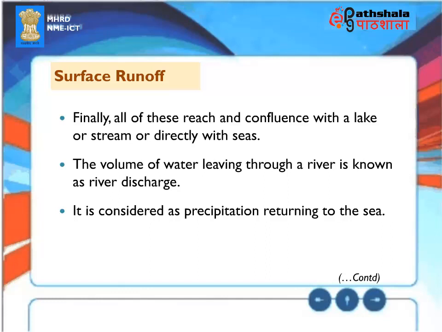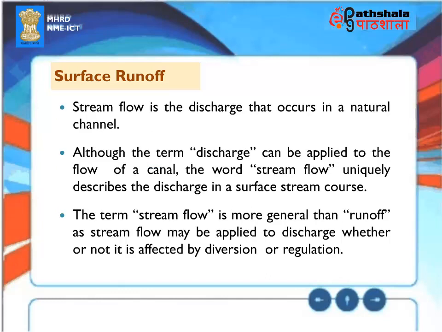The volume of water leaving through a river is known as river discharge. It is considered as precipitation returning to the sea. Stream flow is the discharge that occurs in a natural channel. Although the term discharge can be applied to the flow of a canal, the word stream flow uniquely describes the discharge in a surface stream course. The term stream flow is more general than runoff, as stream flow may be applied to discharge whether or not it is affected by diversion or regulation.